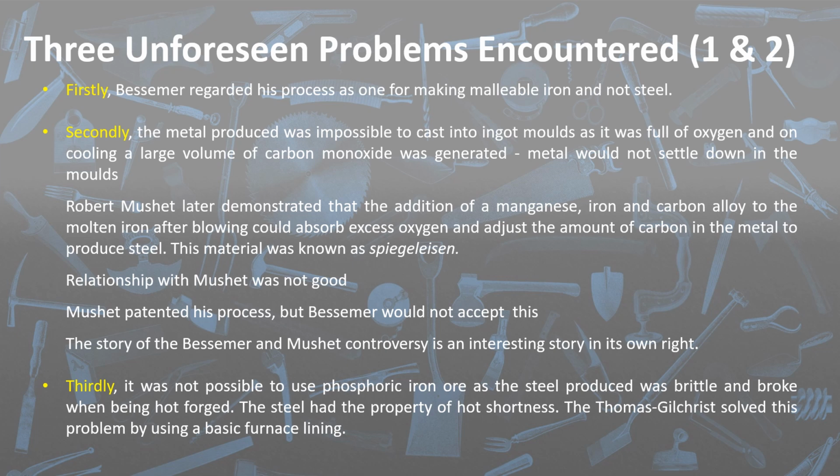Secondly, when the molten iron was poured into moulds, it would not settle down due to the release of large amounts of carbon monoxide from the metal. And thirdly, if phosphoric iron ore was used, the steel produced could not be hot worked without cracking and breaking up. These problems needed to be overcome if the process was to be commercially successful.